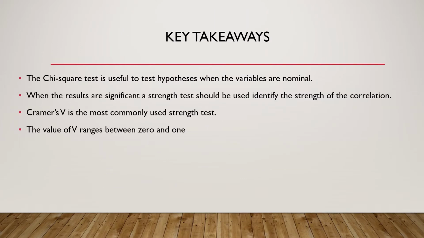My key takeaways from this presentation are that the chi-square test is a useful test to test hypotheses when the variables are nominal. When the results are significant, a strength test should be used to identify the strength of the correlation. Cramer's V test is a commonly used strength test. The value of V ranges between 0 and 1, 0 being there is no relationship and 1 being a perfect symmetric relationship.